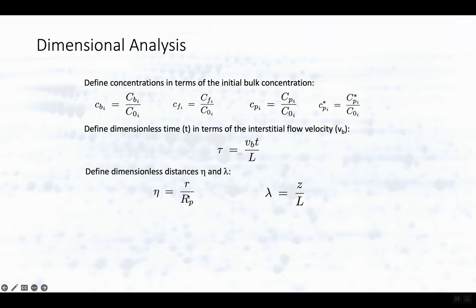We'll let eta be the radius of the particle. Remember, we've changed from the radius of the capillary to the radius of the particle. That's our surface area for adsorption. So it's the radius, which starts at 0, goes out to r sub p, so eta is between 0 and 1. And lambda is just length down the column like it was before. So it starts at 0, goes to L, lambda goes from 0 to 1.